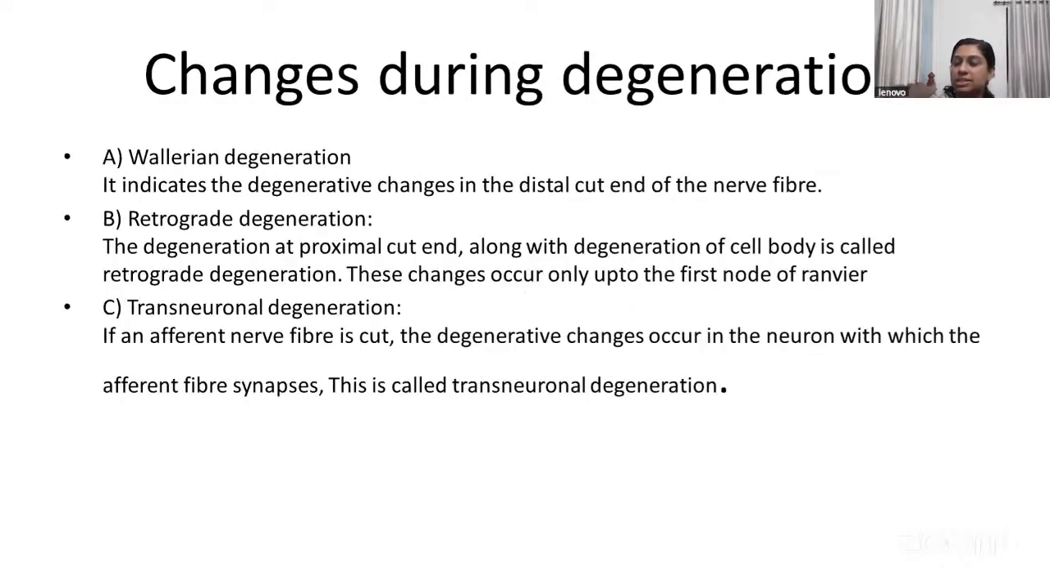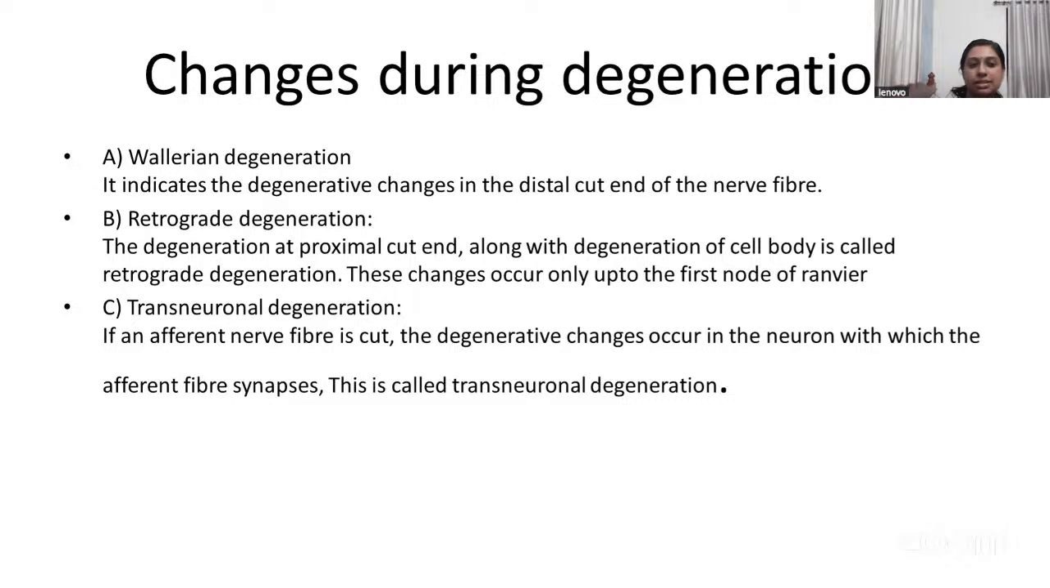Now, coming to the changes during the degeneration of nerve fibers. First is the Wallerian degeneration. Wallerian degeneration indicates the degenerative changes in the distal cut end of the nerve fiber, that is, away from the cell body. In Malayalam, we know that the distal part we can consider as 'wall'. So, Wallerian degeneration. You can remember it that way if you are a Malayali.